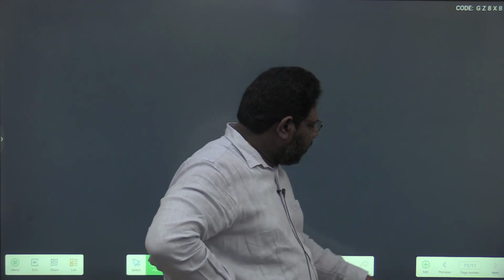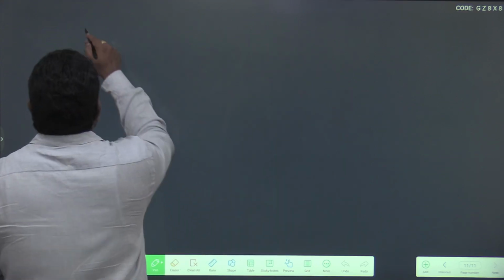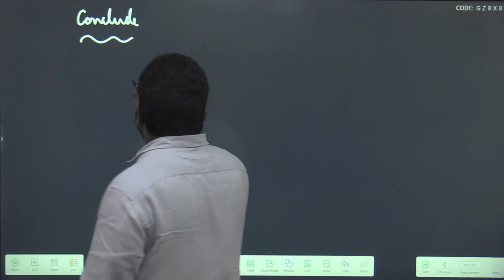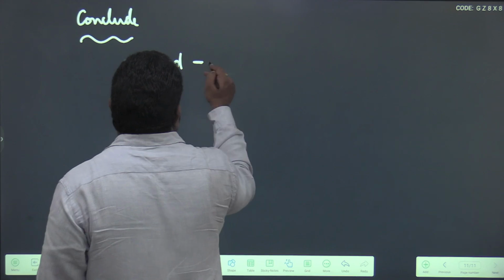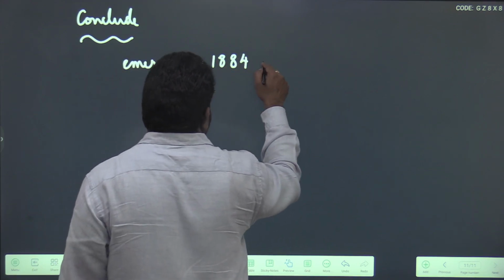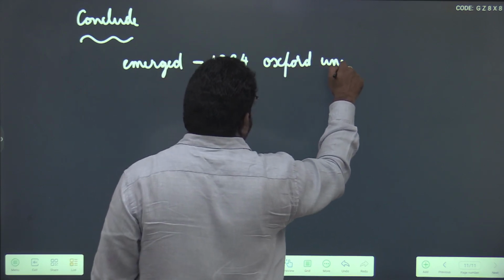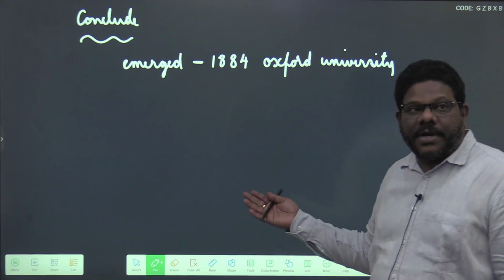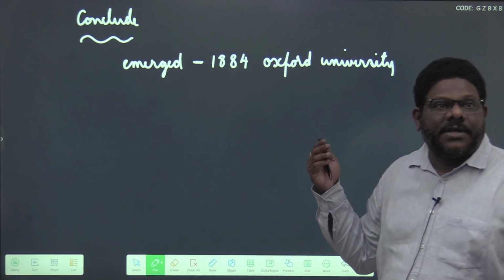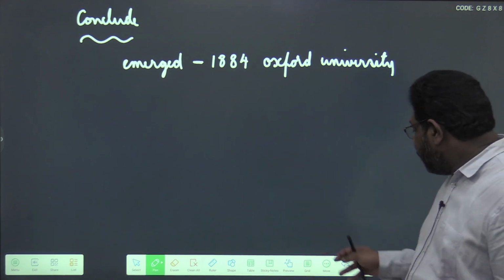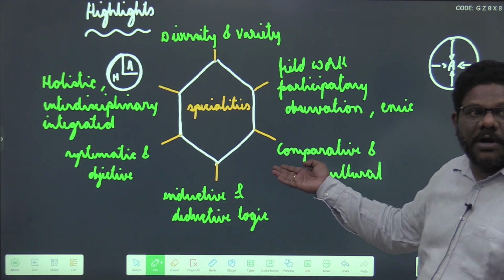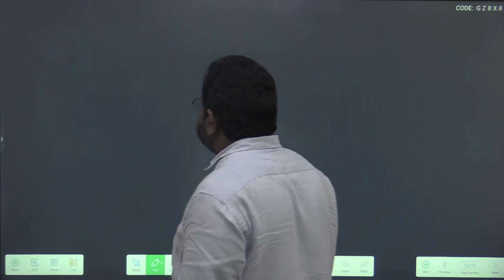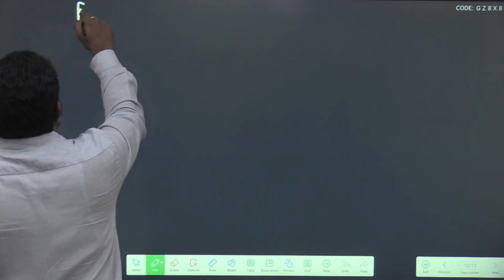And then you are going to conclude by saying that anthropology, because of its distinctive curiosity, emerged as a new discipline and was introduced as a new subject or discipline in 1884 at Oxford University. Or you can use the conclusion which you have given in your model answer. So this is how you are going to write. Here in anthropological distinctive curiosity, you write the introduction, then in the body you write the highlights of the study. You can draw a small diagram and then explain each of them, and then in conclusion you can use this one or the one given in your model answer. So this is the second question, and the third question is physical anthropology.